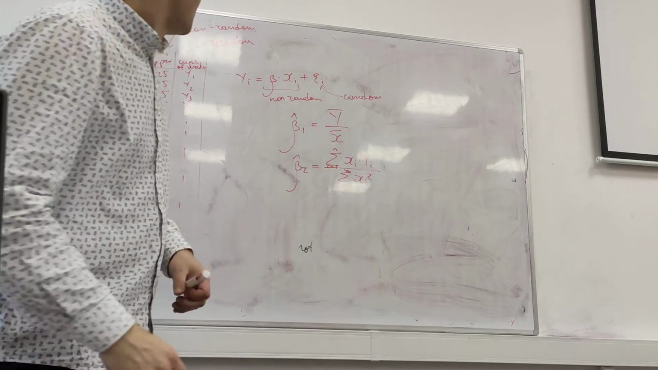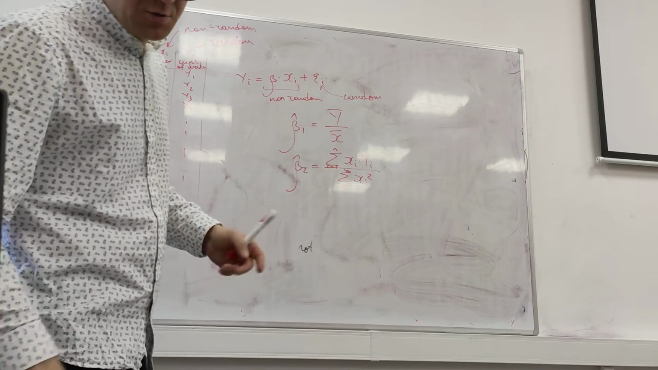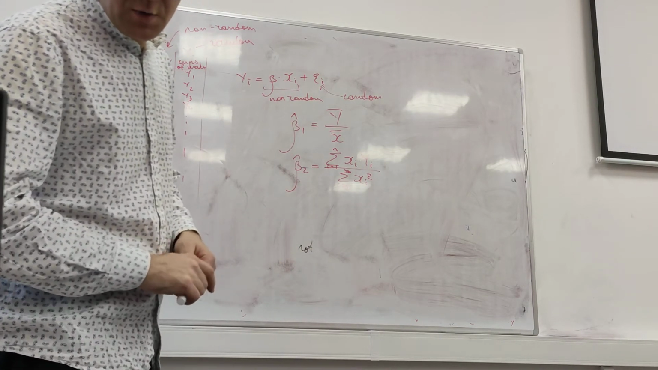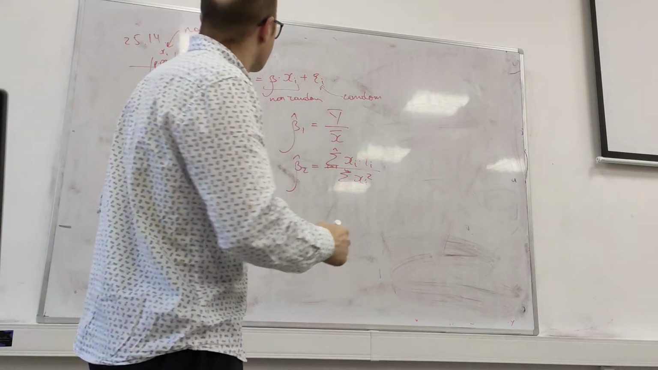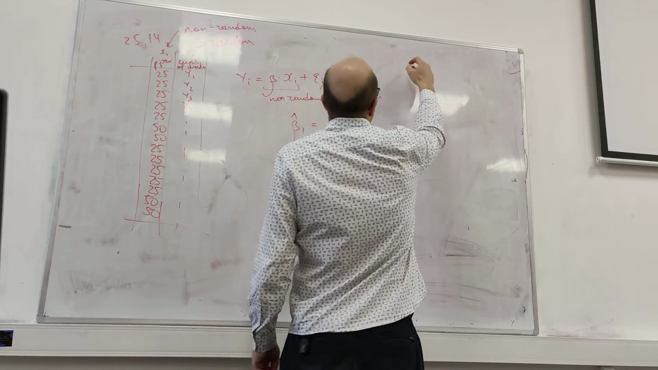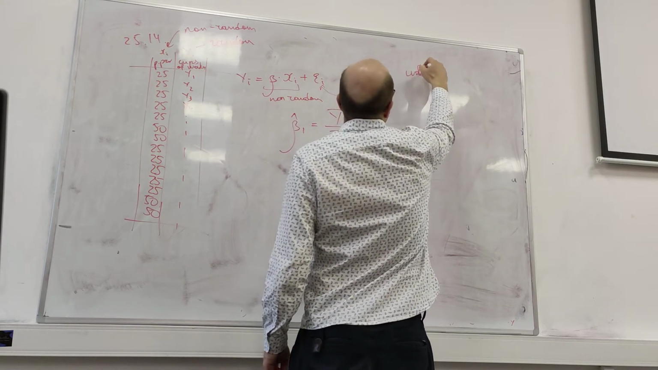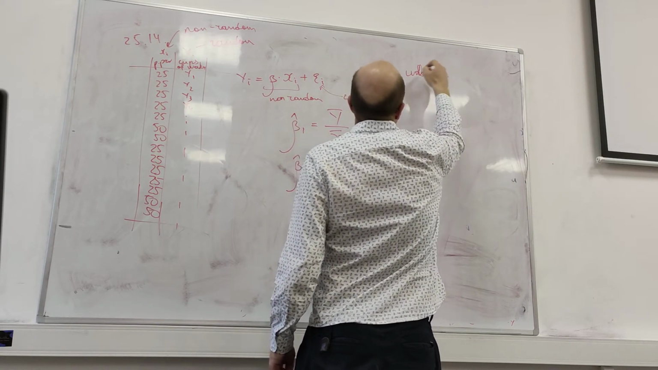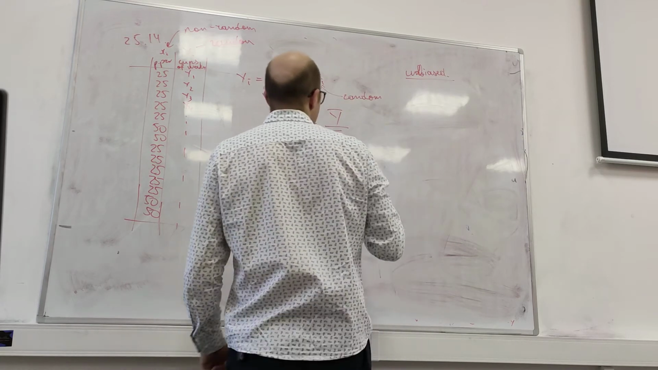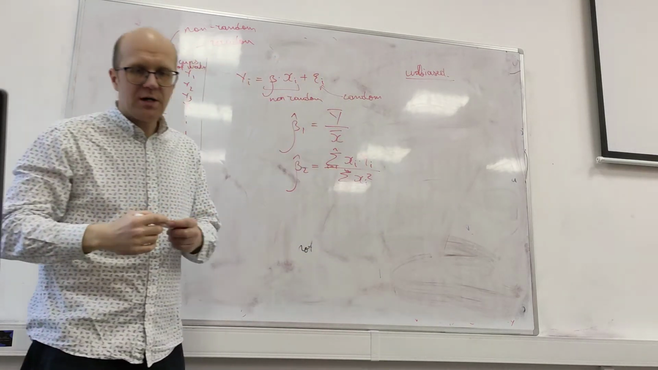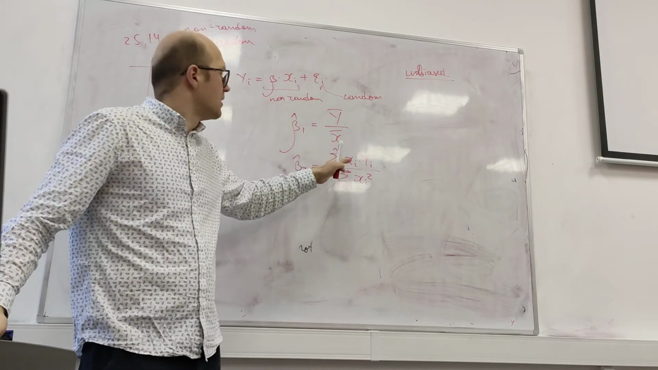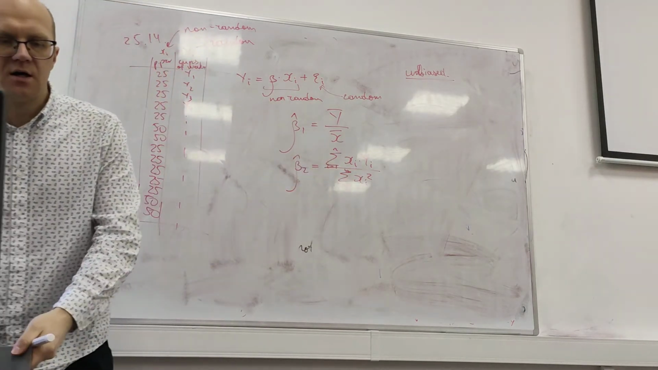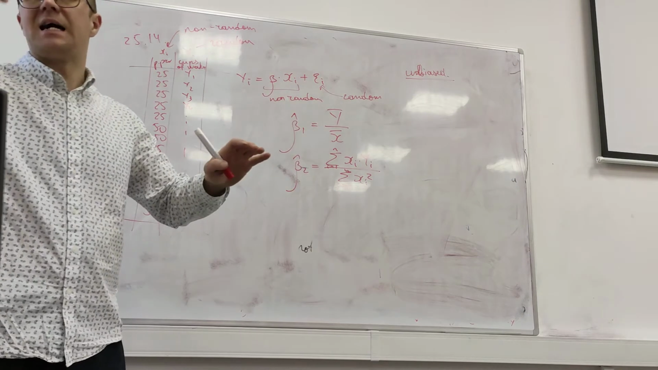Okay. And what do we need to check? First, we need to check unbiasedness. So my first advice is, when you have difficulties, write not the sum sign, but plus, dots, plus.